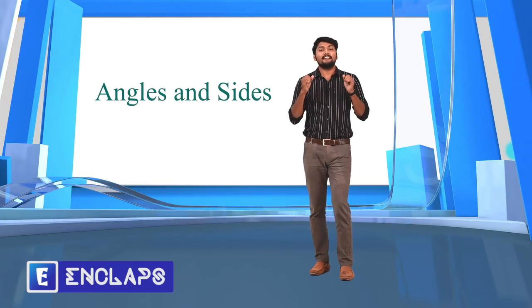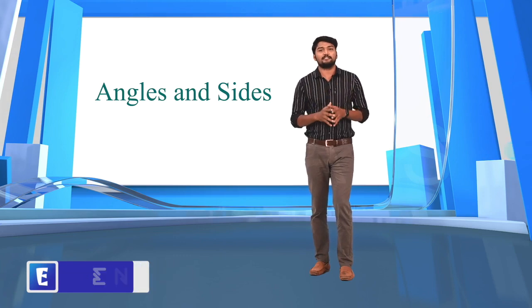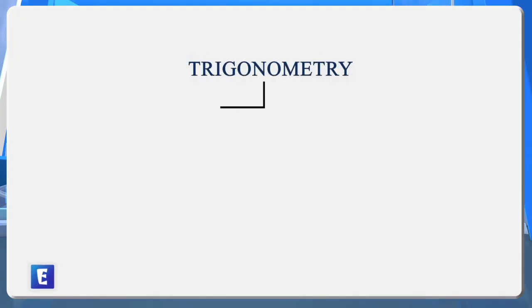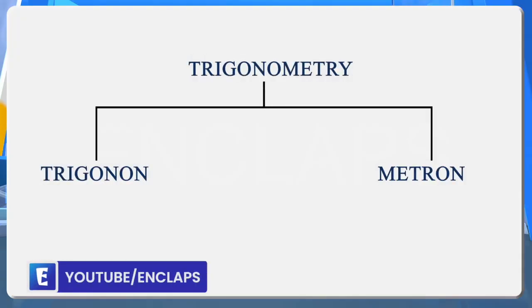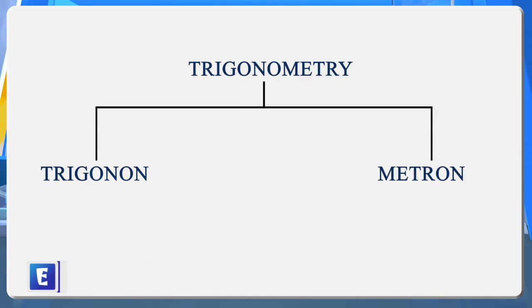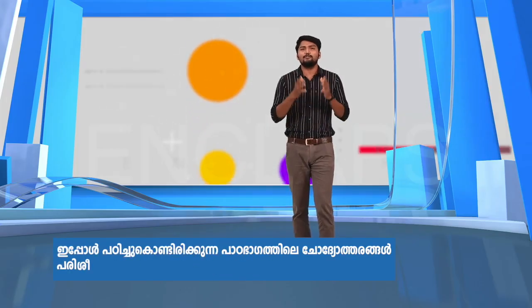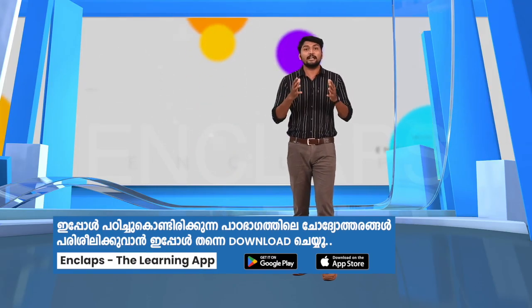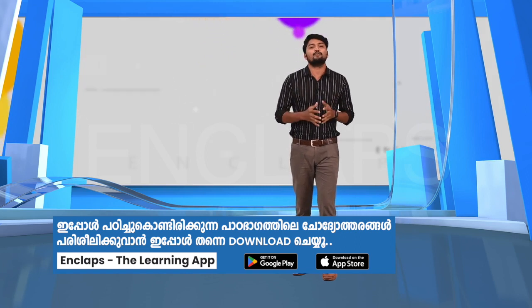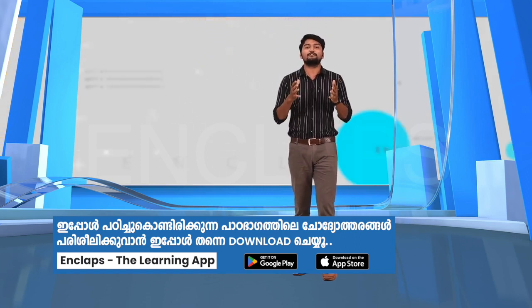It's that easy. Hello, we're going to study an interesting chapter, trigonometry. The word trigonometry is derived from two Greek words, trigon and metron. Trigon means triangle and metron means to measure. By studying this chapter, you will get an idea about the relation between angles and sides of right triangles and the use of this to find the sides of a triangle.